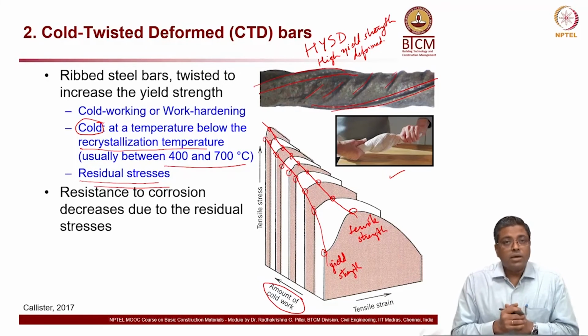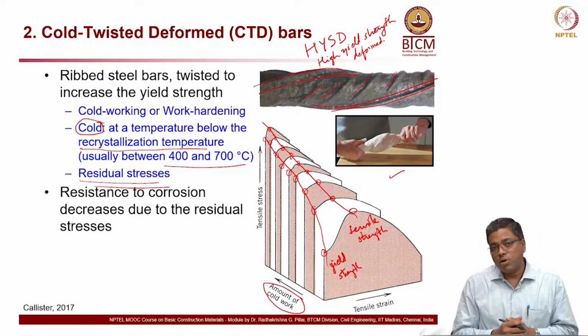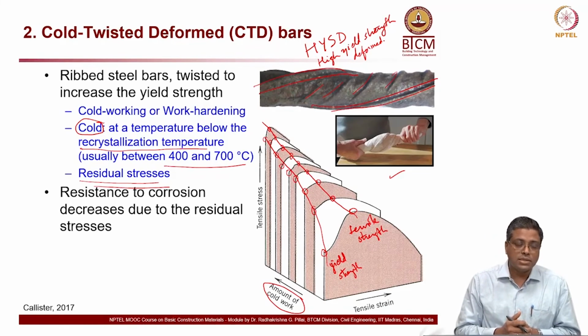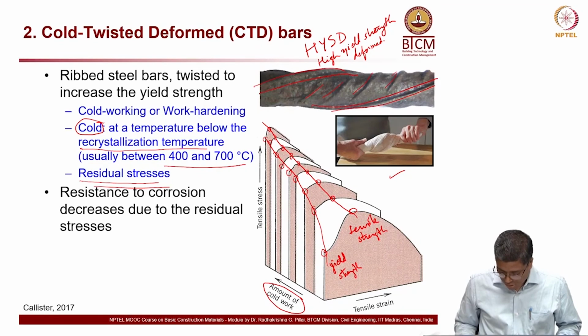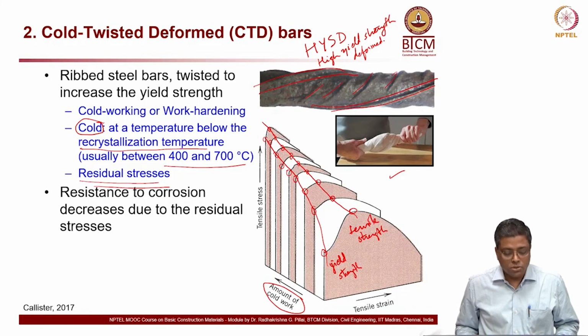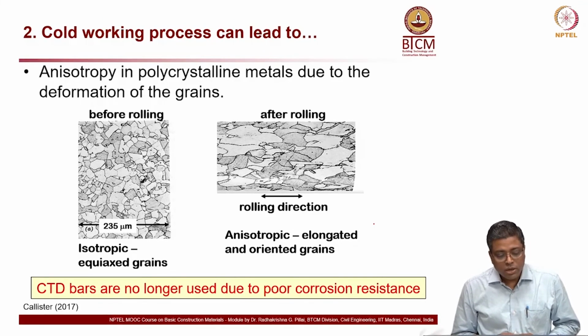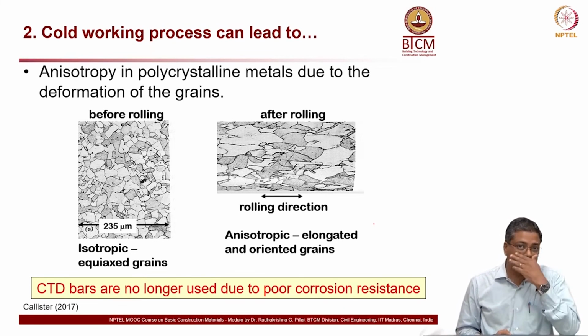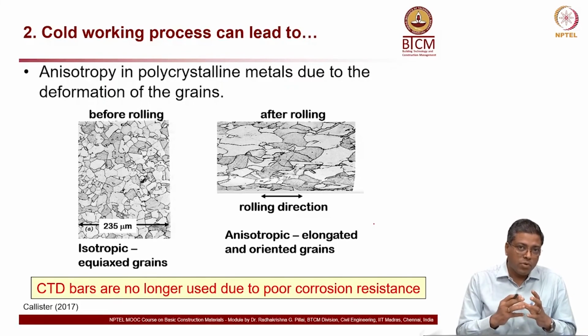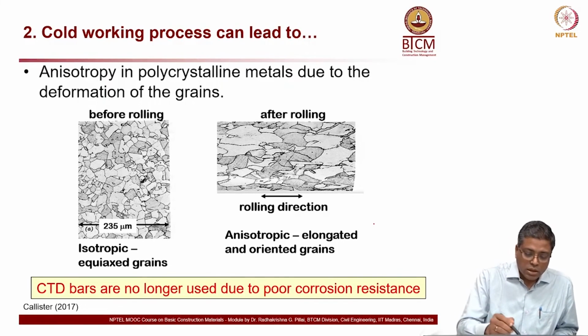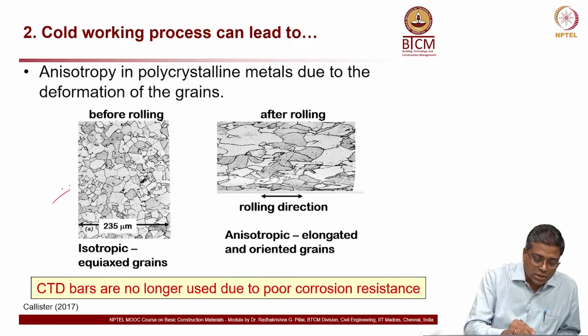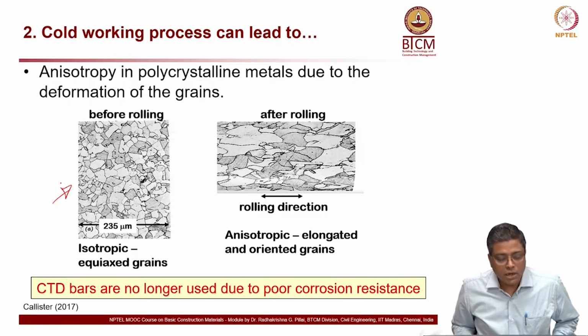Anyway, the point is these bars were heavily used for a couple of decades in the 1970s, 80s, etc., but now they are not much in use. Resistance to corrosion also decreases due to the residual tensile stresses. The cold working process can lead to anisotropy in polycrystalline metals due to the deformation of the grains. While you do this cold twisting, the microstructure changes; we studied all this grain formation thoroughly in polycrystalline metals.